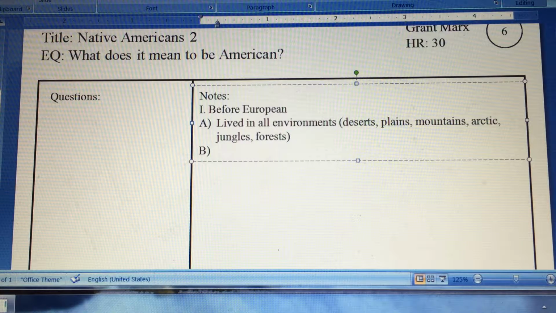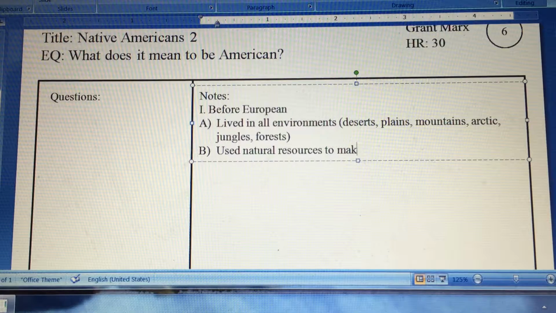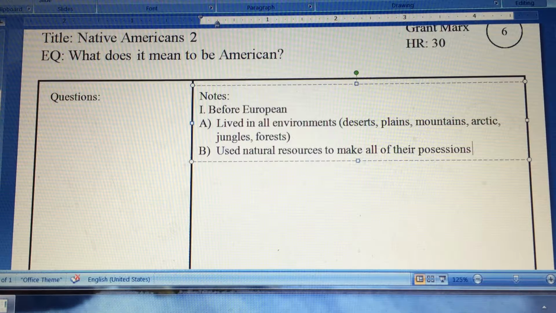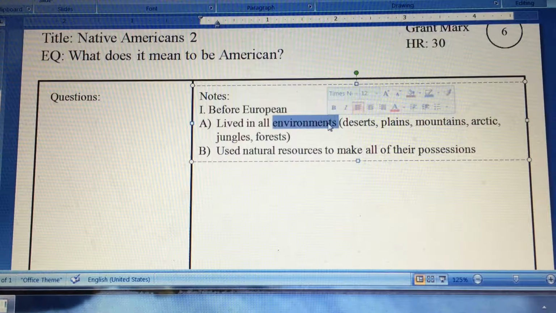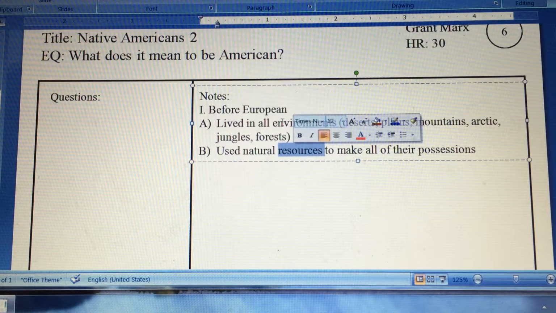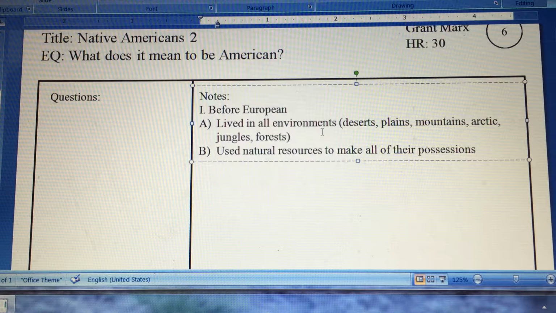So now, our next point, we want to make sure that we mention they use natural resources to make all of their possessions. So, just to highlight, we're bringing up some of our terms that we've used before. An environment is an area with natural resources. When you talk about the environment, it's the climate, it's the water, what plants are in the area, and these are the examples of the different environments. Natural resources, those are the things that you find inside the environment.